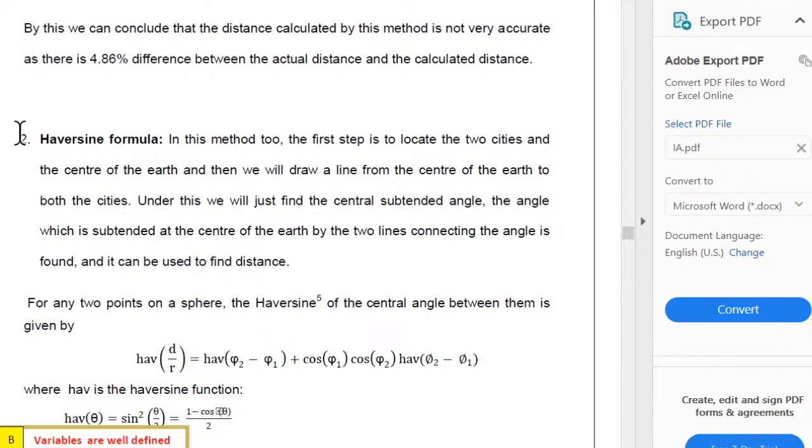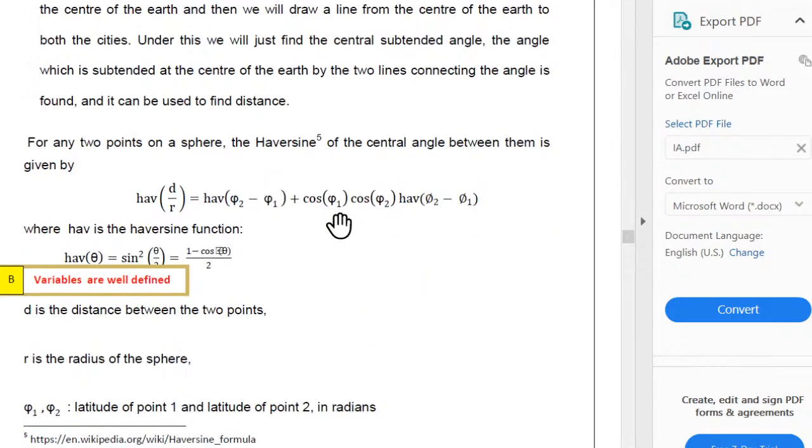The second solution, the second way they did it, so they were doing alternative perspectives. Let's do the Haversine. Haven't heard of this before. Two cities and the center of the Earth, so the same as the first one. Then we'll draw a line from the center of the Earth to both cities. We'll just find the central subtended angle, which will be two-dimensional.